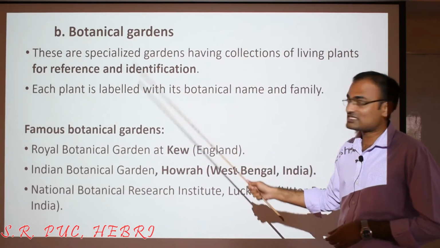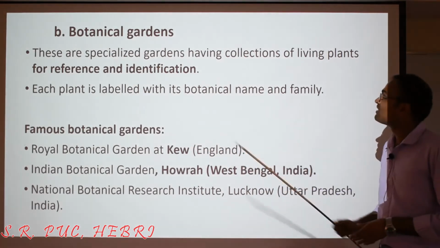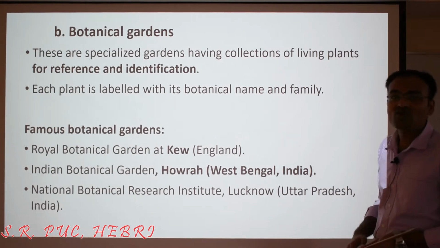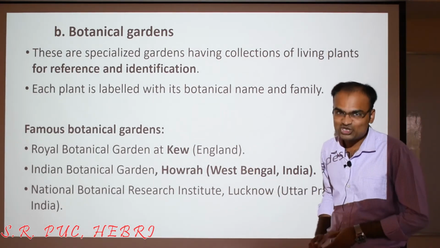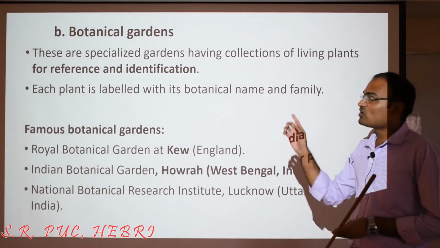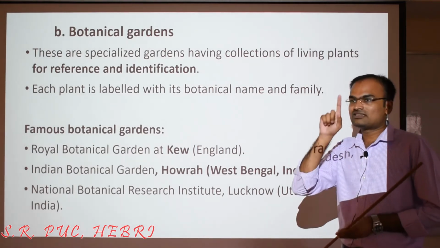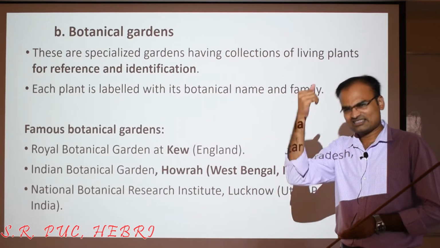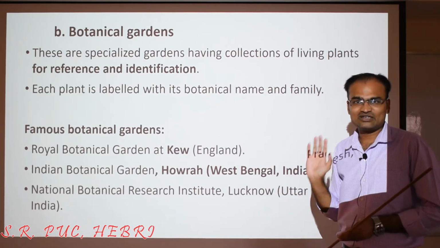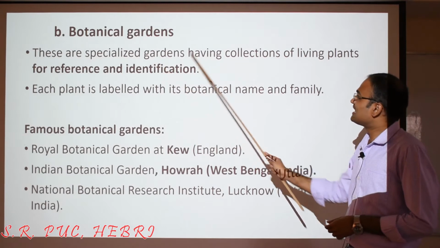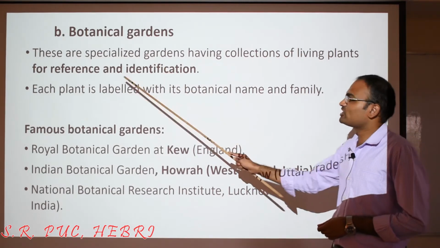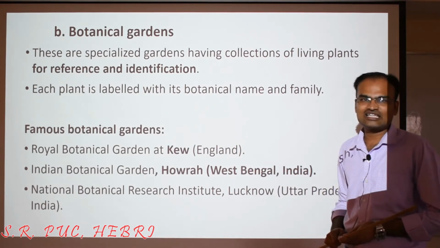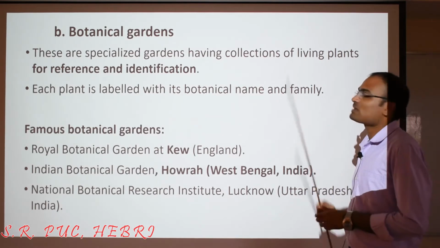What is it? These are specialized gardens having collections of living plants for reference and identification. In a herbarium, the plant specimens were dried and pressed, which means they have already died. But here the living plants are going to be found. In the botanical gardens, we are going to find living plant specimens.